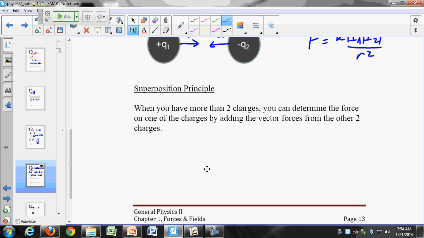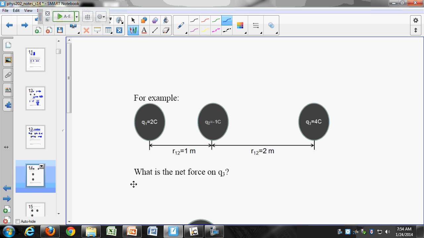All right, let's do a little bit of vector stuff. So we have two or more charges. You can determine the net force on one of the charges just by adding up the forces from the other charges. Let me show you. Say, for example, I have this set of charges, and I want to know what is the net force on Q3. I have two forces acting on Q3. I have the force due to particle 2. What direction is that? I have a force on this particle that's due to this particle. What's the direction going to be? Left or right?